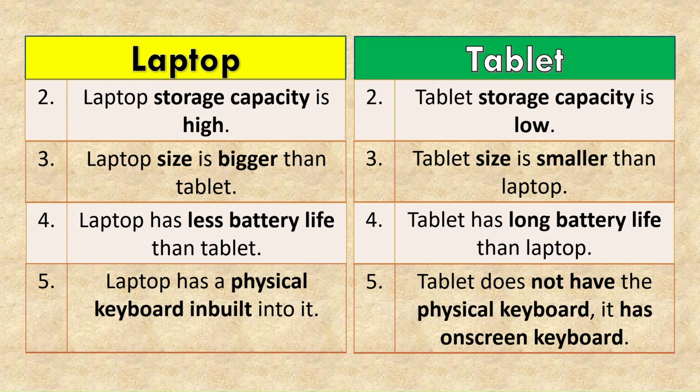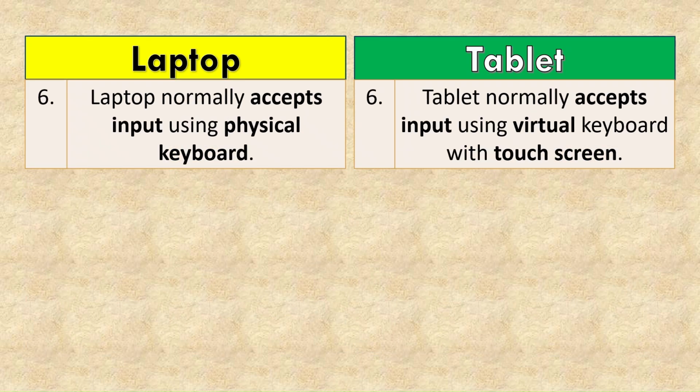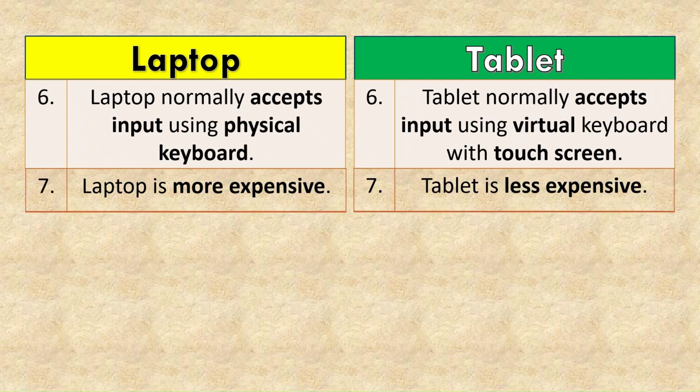Laptop has a physical keyboard inbuilt into it. Tablet does not have the physical keyboard, it has on-screen keyboard. Laptop normally accepts input using physical keyboard. Tablet normally accepts input using virtual keyboard with touch screen. Laptop is more expensive. Tablet is less expensive.